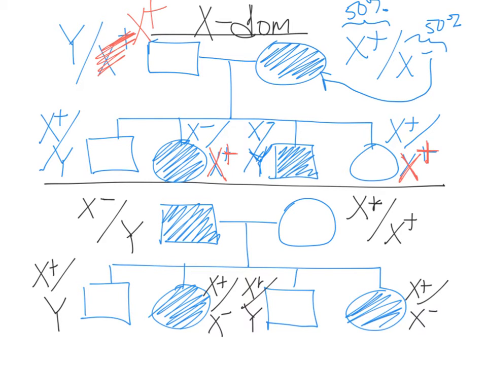So is it possible that this top pedigree pattern represents an X-linked recessive trait? What do we normally look for to diagnose recessive inheritance patterns?